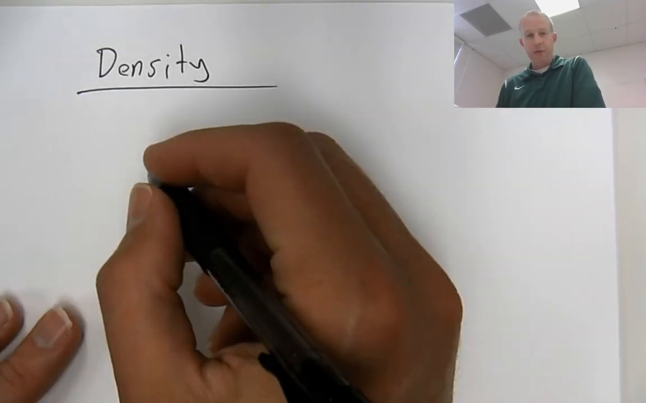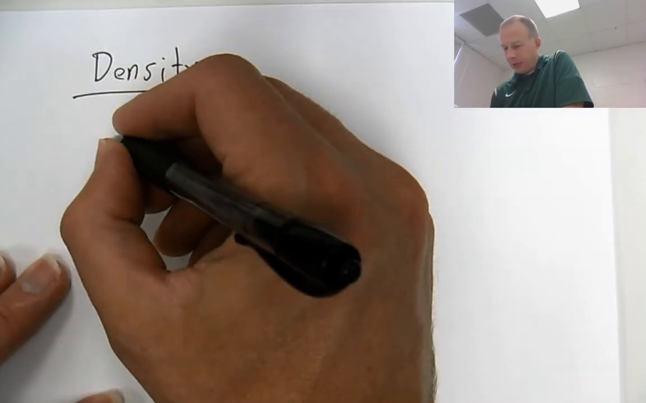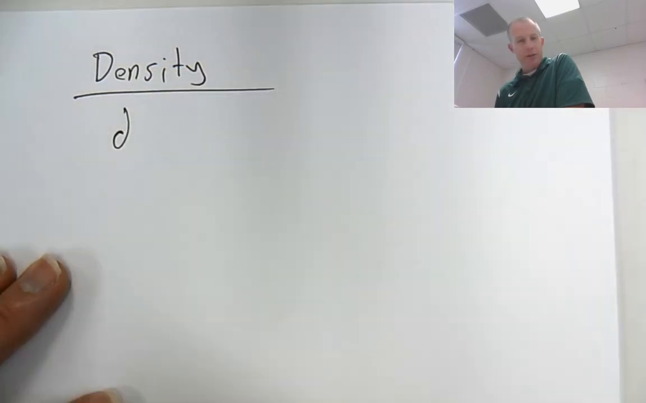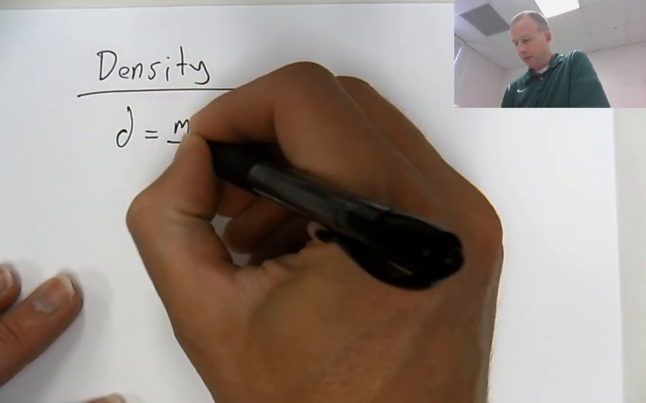The density formula, I assume some of you have probably seen this before, some of you maybe not. The density formula is pretty simple. Density, generally represented by a D, is equal to mass over volume.